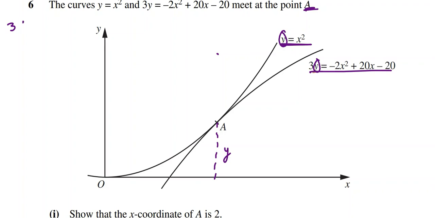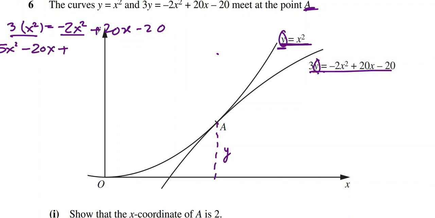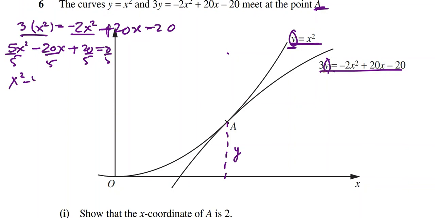Y is equal to x square. So in place of this y, I wrote x square equal to minus 2x square plus 20x minus 20. Let's bring everything to the left side. So 3x square plus 2x square will be 5x square minus 20x plus 20 equal to 0. They change their signs because they are moving to the left side. All of them have 5, so let's divide the whole equation by 5 to make it easy. So it becomes x square minus 4x plus 4 equal to 0.